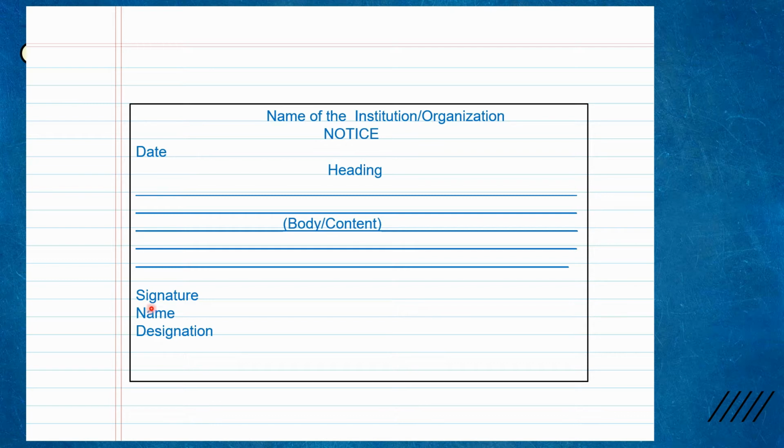Next comes the name. It is the mentioned name like in previous example, that is Amit or Amita. Next is the designation. It is the post of the person who is drafting the notice, like head boy or the head girl or secretary, etc.